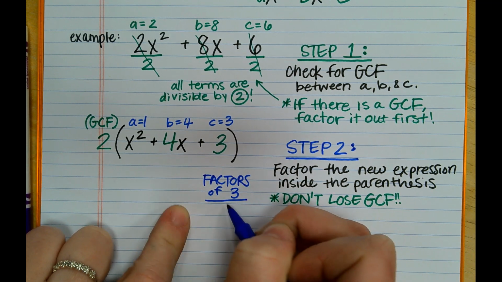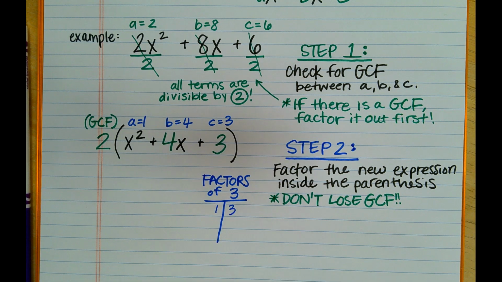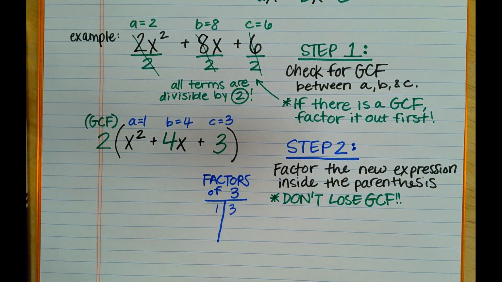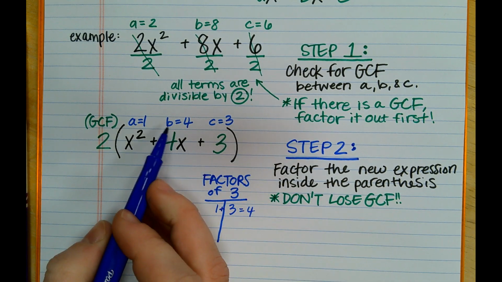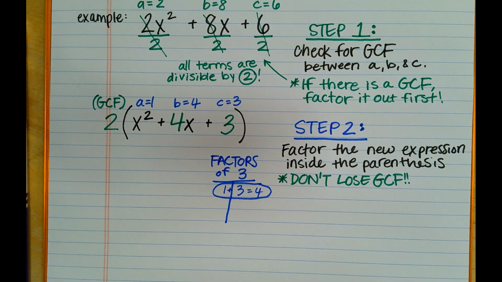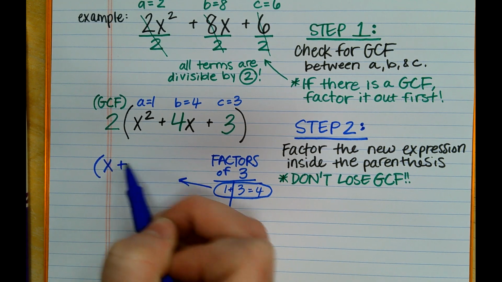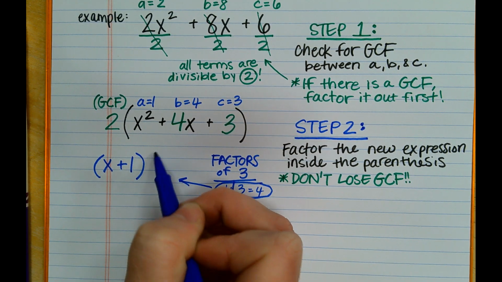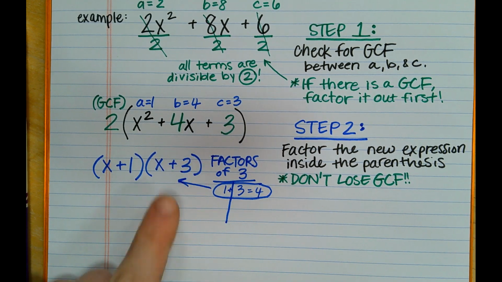I know some of you missed yesterday. I don't want to go too fast. Factors of 3. We got 1 times 3, and that's your only option. And 1 plus 3 sure is what? 4. 1 plus 3 is 4. Our B is 4. That's what we wanted. So that's our answer here. How am I going to write my answer? In parentheses, you're going to put x plus 1 times x plus 3. Good. X plus 1 and x plus 3.